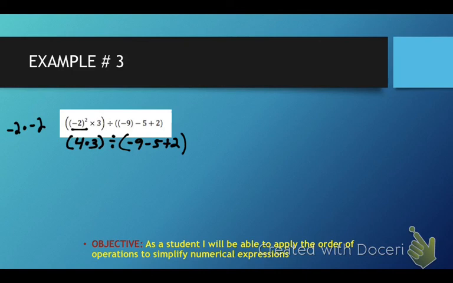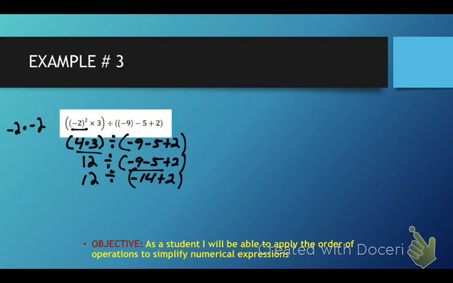All right. 4 times 3 is next because remember we work left to right when we have multiple parentheses. So we have 12. We're going to divide by negative 9 minus 5 plus 2. Inside this parentheses, what do I do first? Well, negative 9 minus 5. Those are both bills. That gives us a negative 14 plus 2. And we're dividing that. So 12 divided by negative 14 plus 2.